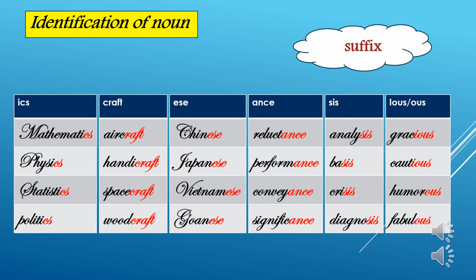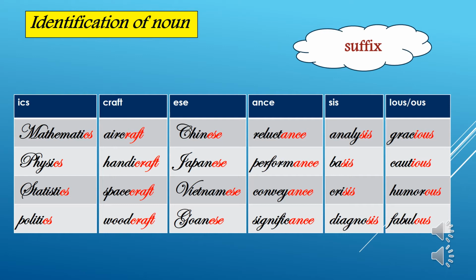Ance: reluctance, performance, conveyance, significance. So all these words have ance at the end. So if a word has ance at the end, it is a noun. Sis: analysis, basis, crisis, diagnosis. All these words have sis as a suffix, and the sis suffix forms nouns. Ious: gracious, cautious, humorous, fabulous.